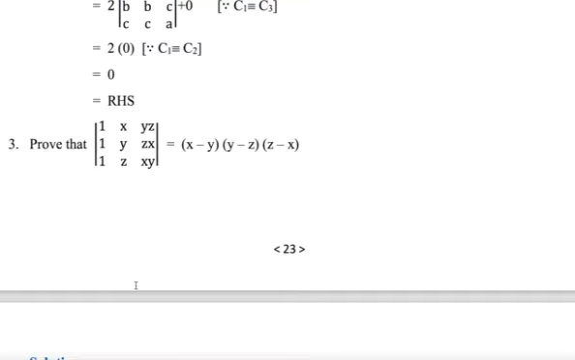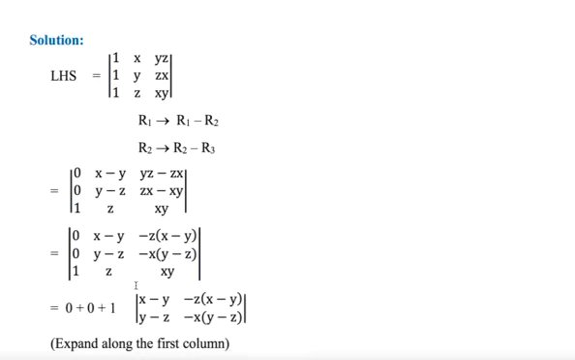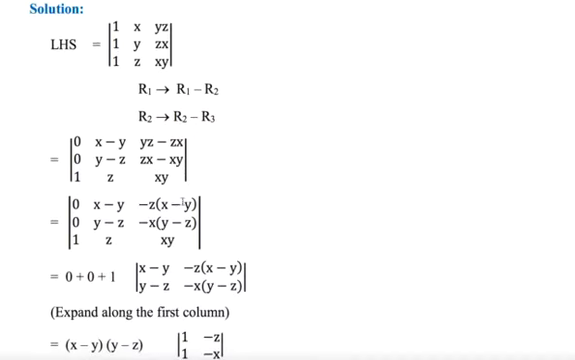x minus y, y minus z, z minus x. Here the solution does elementary row operations. R1 becomes R1 minus R2, giving x minus y, yz minus zx. R2 becomes R2 minus R3, giving y minus z, zx minus xy. So these two entries are zeros. Take minus z common from one row, and x minus y, and minus x common, with y minus z.